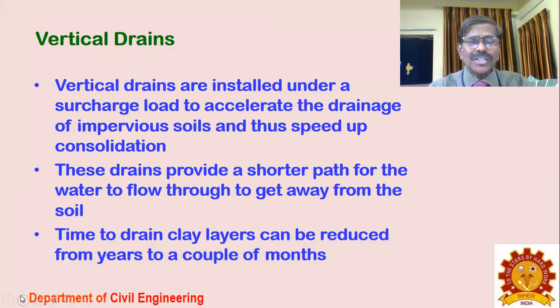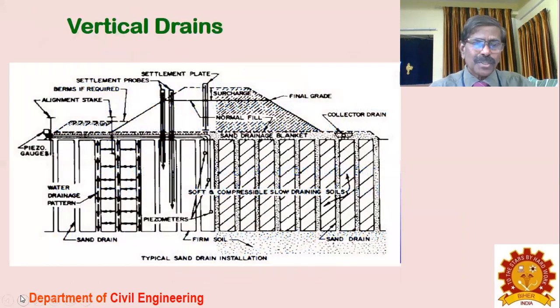The vertical drains are installed under the surcharge loading to accelerate the drainage of the improved soil to impervious soil and speed up the consolidation. These drains provide a shorter path for the water to flow away from the soil. The time to drain the clay layers can be reduced from years to a couple of months. So you have to drain out the soil slowly, because a faster drain may not be possible.